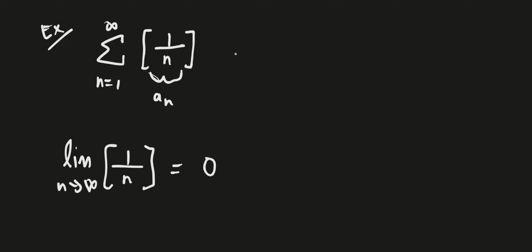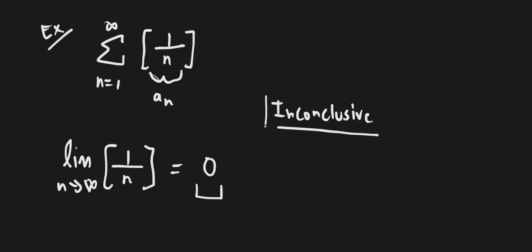This is a bad example that I chose. You cannot use the divergence test on the harmonic series. This doesn't show you that it's convergent, and it doesn't show you that it's divergent. It's just inconclusive. Since this is equal to 0, it is inconclusive. We cannot show that this is divergent or convergent using the divergence test.